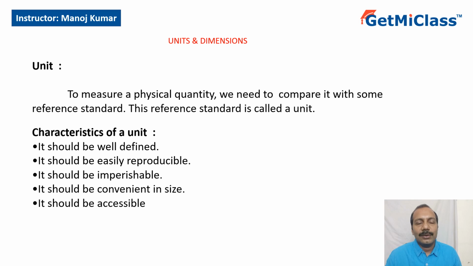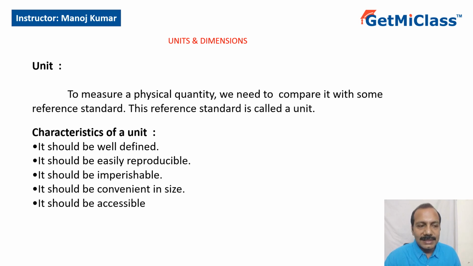So what are we doing? We are trying to compare our physical quantity with a reference. The reference can be 1 meter or 1 kilogram or something else. That reference is called a unit. So how do we define a unit? Let's see the definition. To measure a physical quantity, we need to compare it with some reference standard. That reference standard is called a unit. So that's the basic definition of a unit.